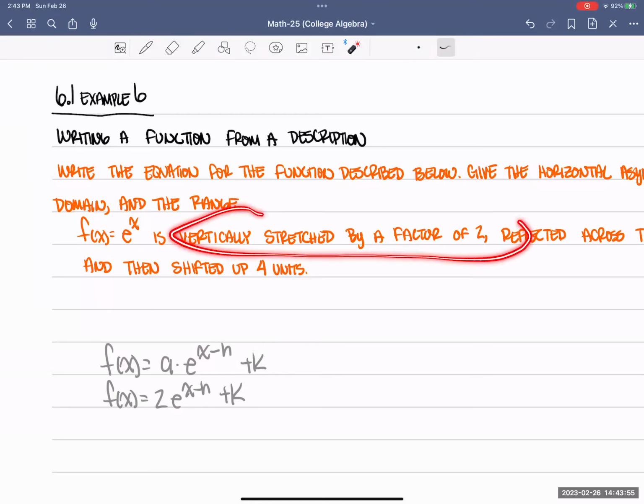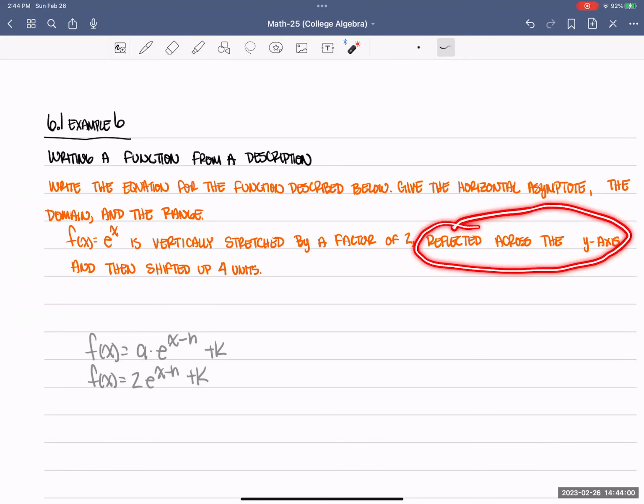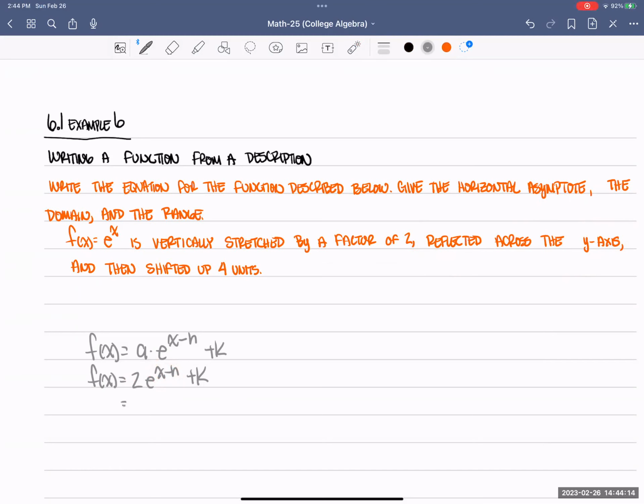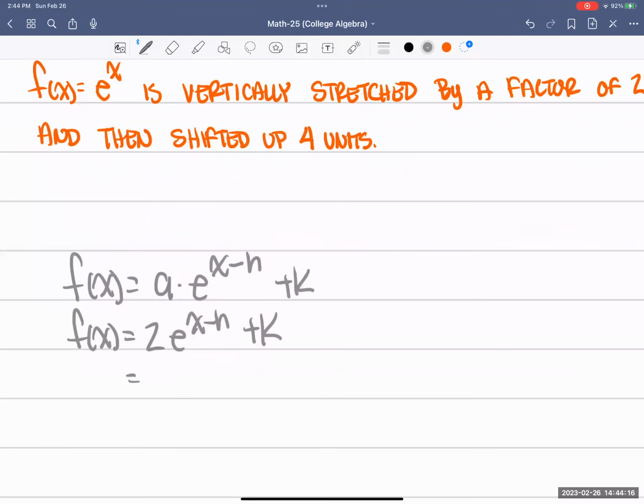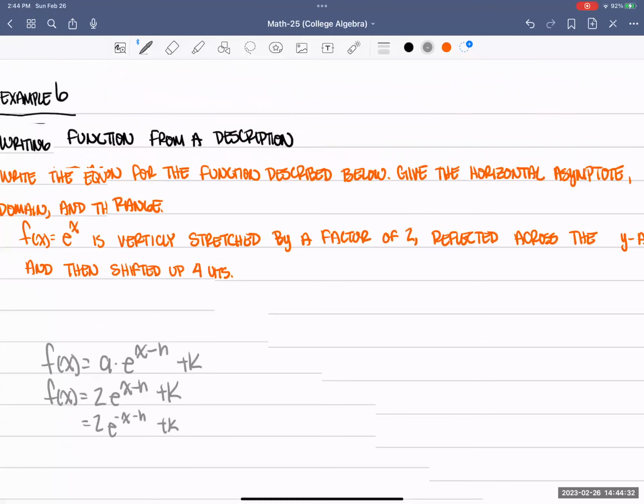So vertically stretched by a factor of 2, reflected across the y-axis. To reflect about the x-axis, this a has to be negative, but to reflect about the y-axis, this one has to be negative. So we could either change the base and say 1 over e, or we could just make that exponent negative. 2e raised to the negative x minus h plus k. So we took care of that part.